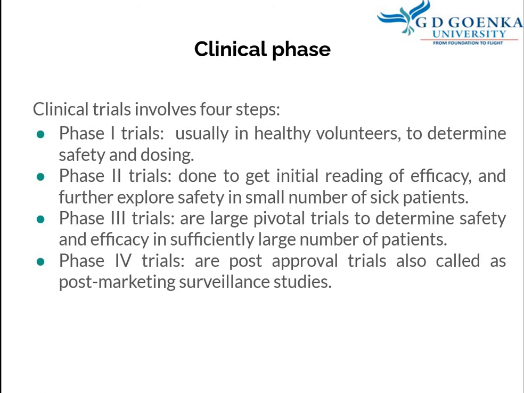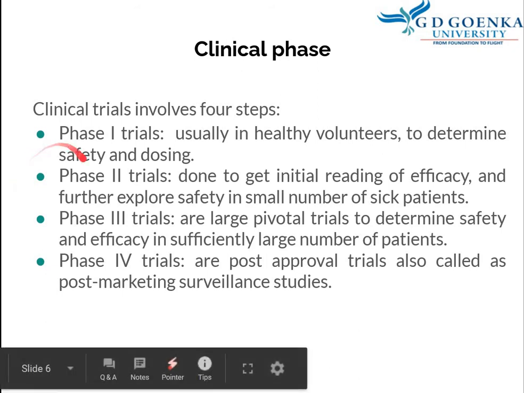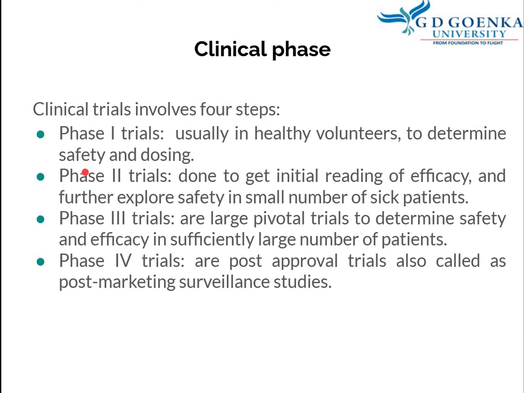Phase 1 trials are usually performed in healthy human volunteers to determine the safety and dosing. Upon successful completion of phase 1 trials and a predicting response for the particular lead, the documents are filed with the regulatory authorities to obtain permission to move into the next phase of the clinical study, that is phase 2 trials. Phase 2 trials are done to get an initial reading of efficacy and further explore safety in a small number of sick patients.